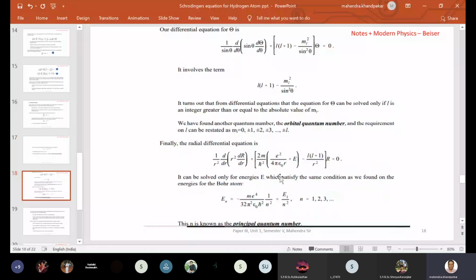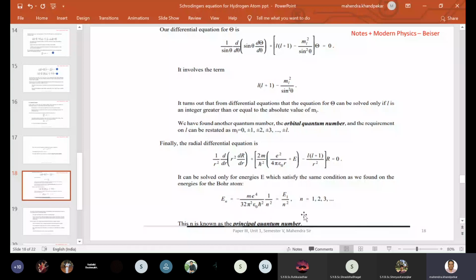And if you take the third equation, we are not solving it, but if you solve it, you will come to a value of En, where you will get small n. Now this equation is familiar to you because you had been doing this in Bohr's atom model in 12th standard. So there comes the principal quantum number.